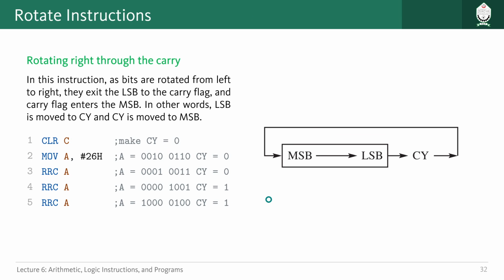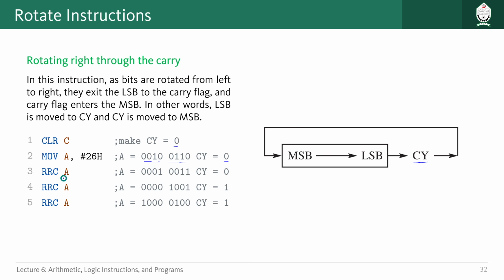Then rotating right through the carry, same kind of rotation, but carry will also be included in this rotation. So what will happen? The value in carry will go to the MSB and a bit from LSB will go to the carry. In this way, every bit will shift through the carry. For example, let us look at this example. First of all, we are clearing carry. Now carry has value 0. Then we are moving 26 to A. So 2 and 6 and carry is equal to 0.